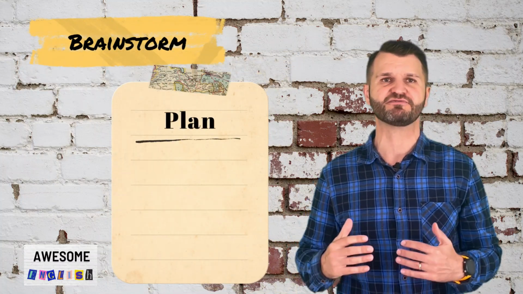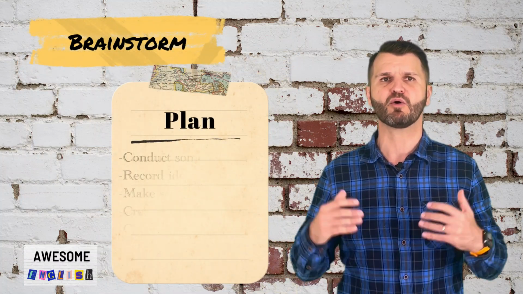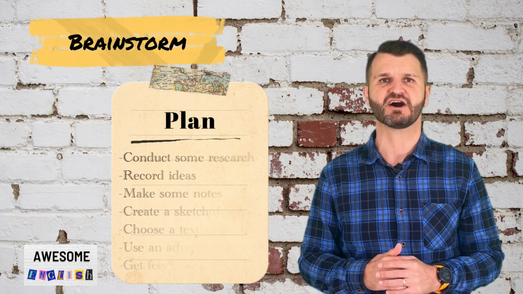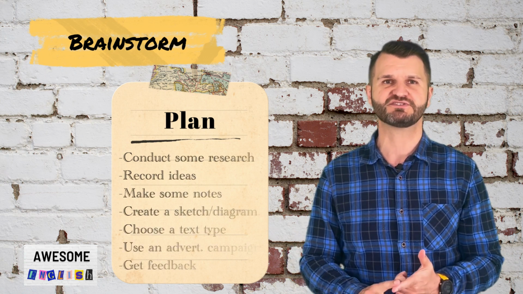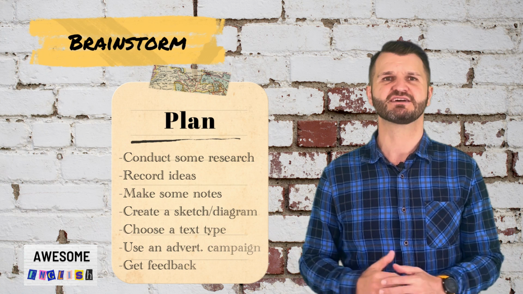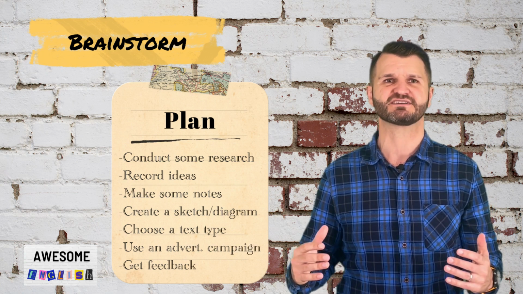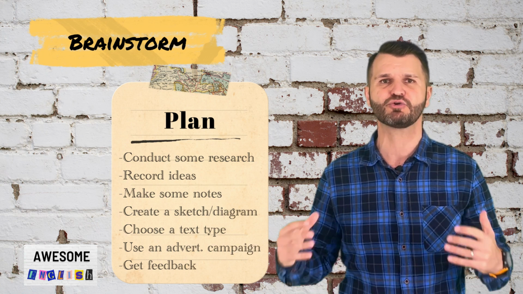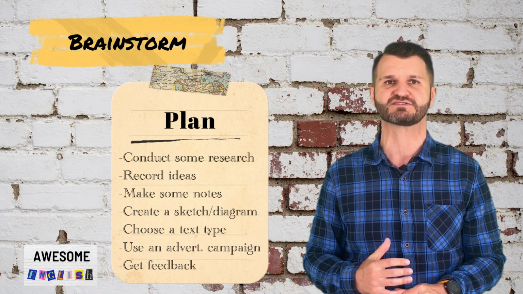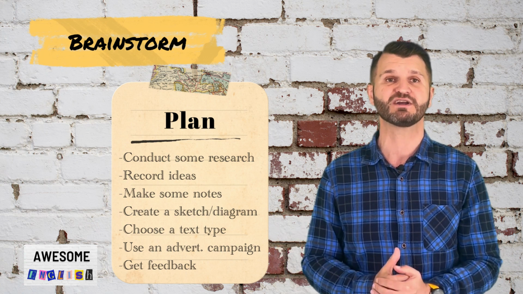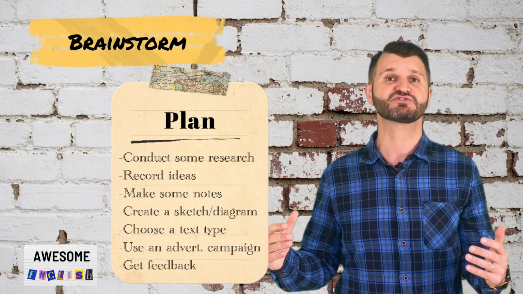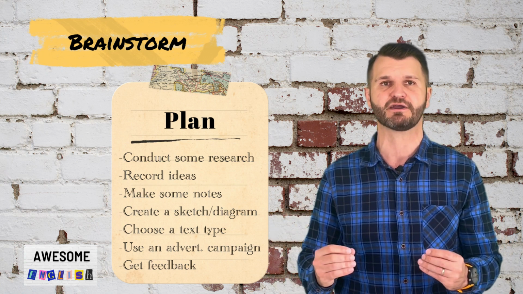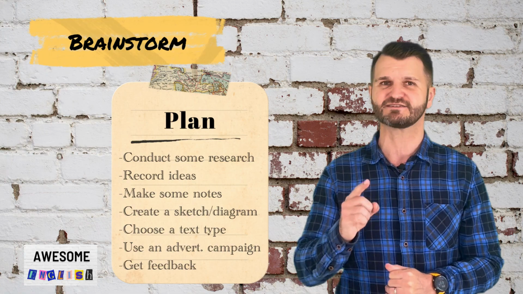As part of the design stage, we need to develop our ideas further. At this point, we might want to brainstorm. You might want to conduct some research, record ideas, make some notes, sketch or draw diagrams. Think about a text type that you could write to accompany your project, like a procedure or a persuasive text. And maybe you could also create an advertising campaign. Finally, remember to get some feedback. All right, let's get going.